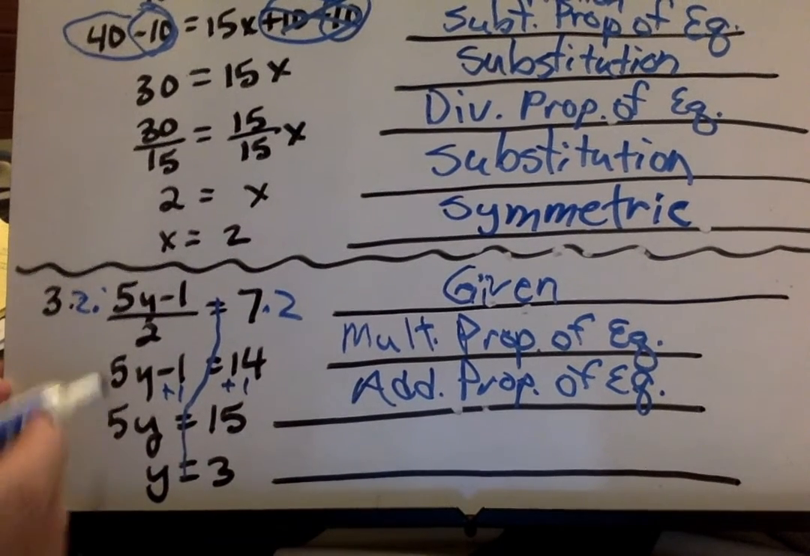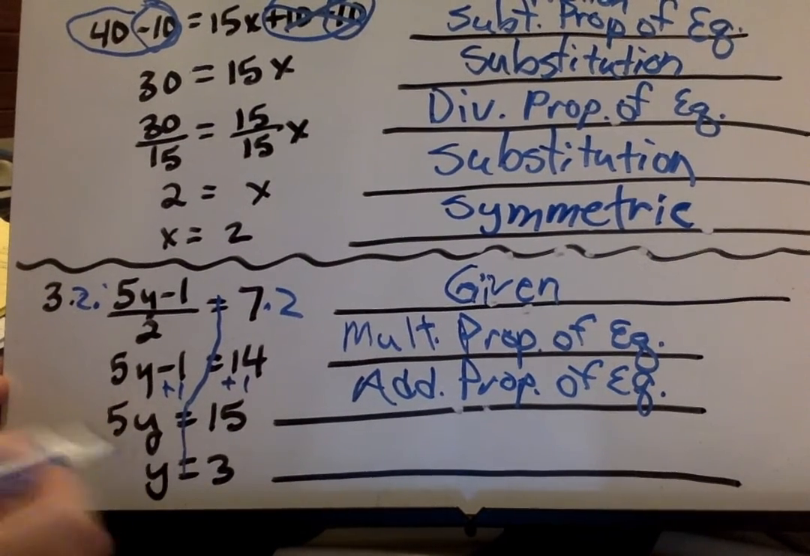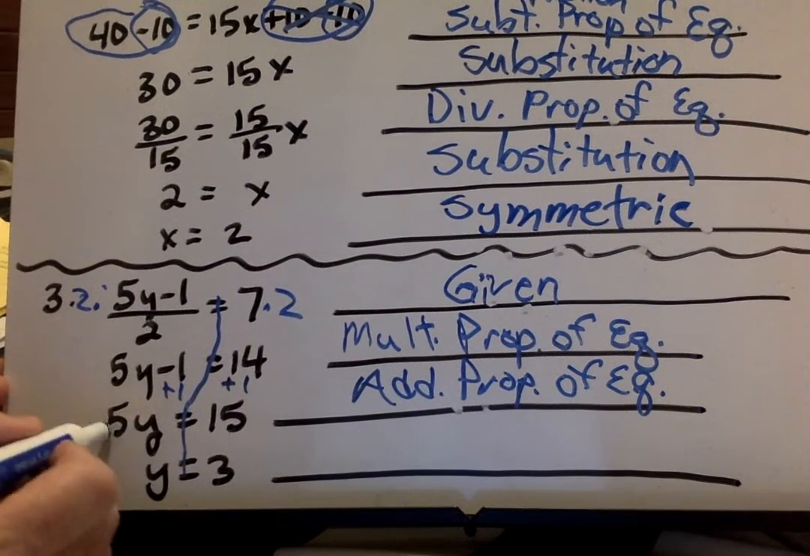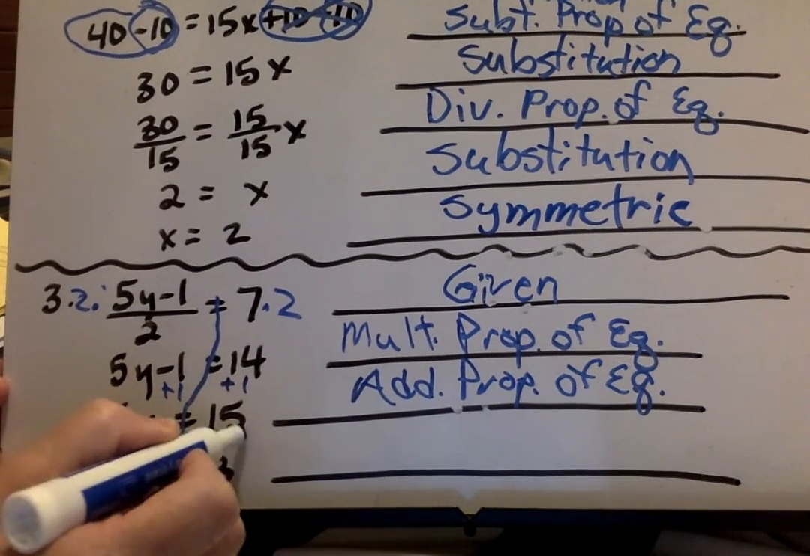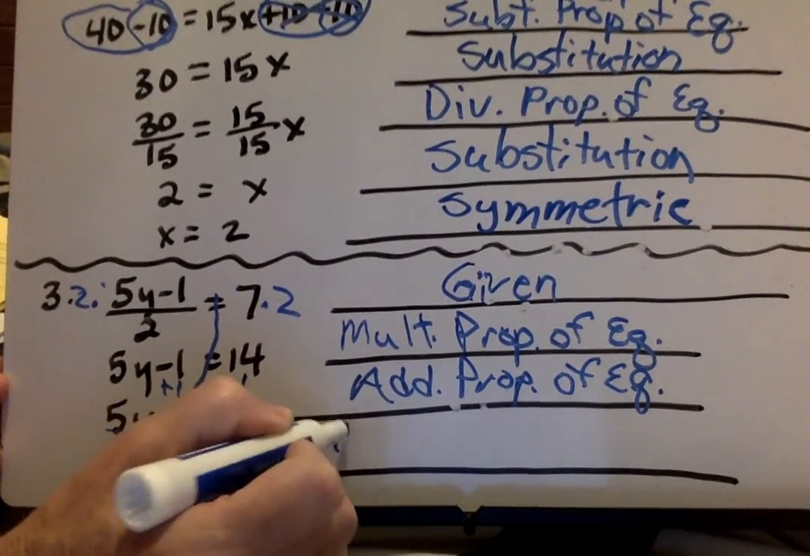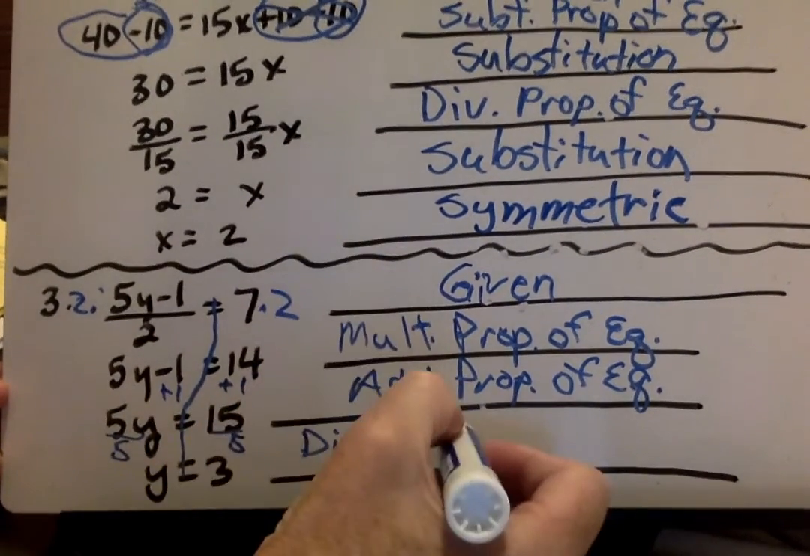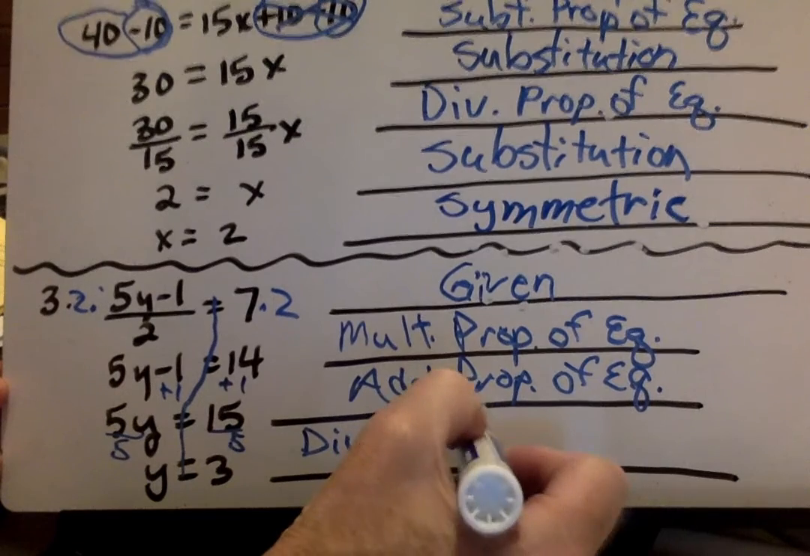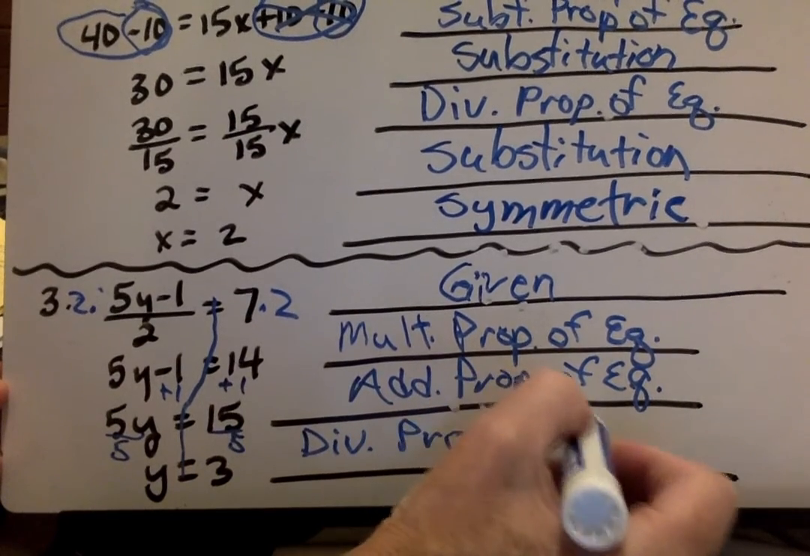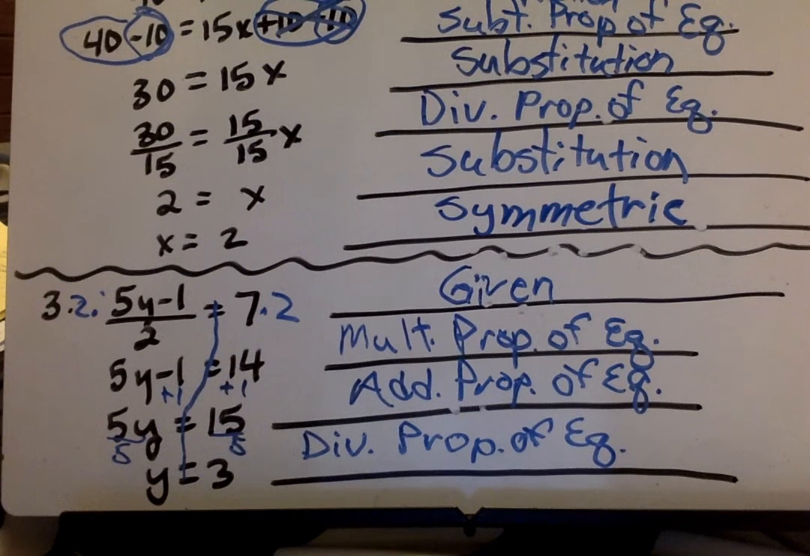Okay, then we look and say, well, this is what happens next. 5y equals 15, and now it's just simply y. We must have divided by 5 on both sides. So that becomes division property of equality. And you're done with that problem.